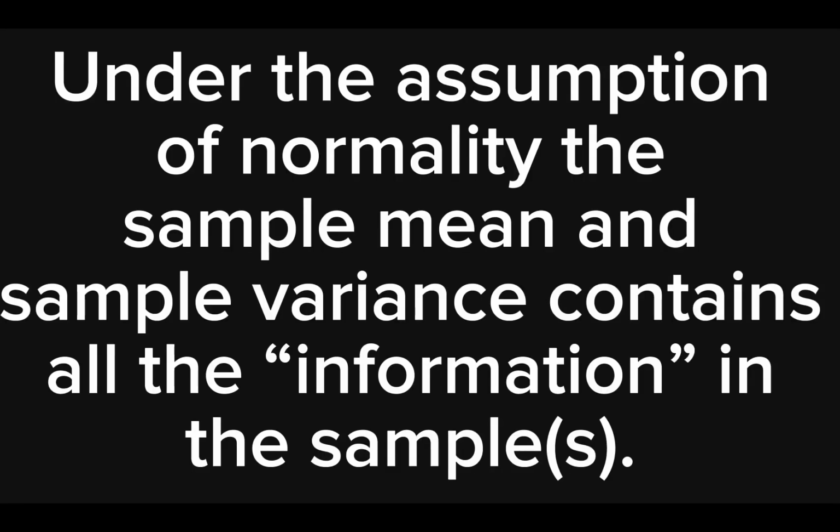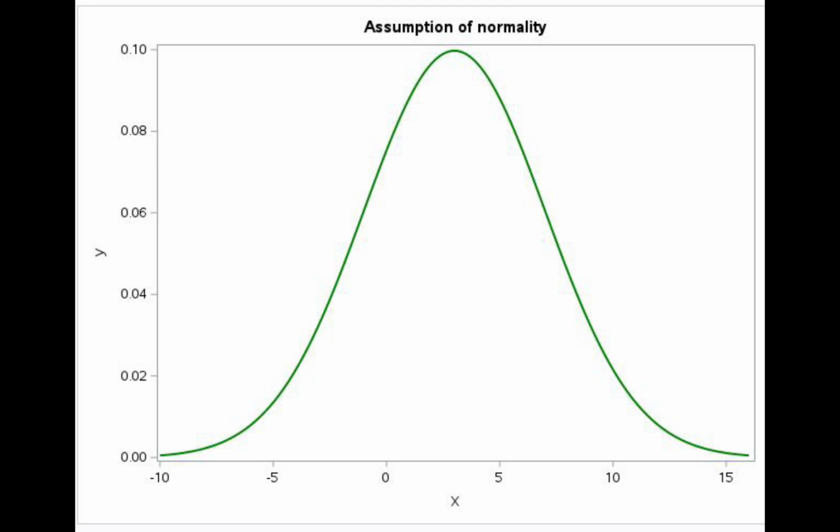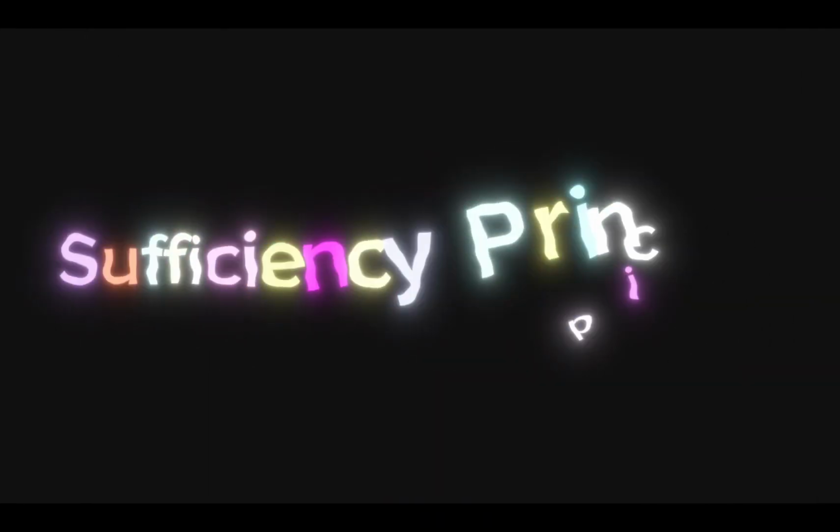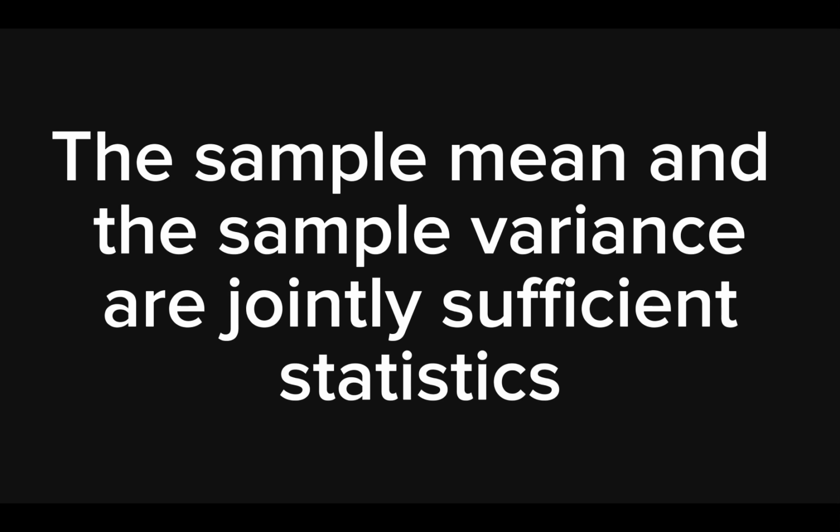If we are dealing with normally distributed populations, then the sample mean and the sample variance contain all the information from the populations. And statisticians have a term for this concept. It is called the sufficiency principle. And in the language of statistics, statisticians say that under the assumption of normality, the sample mean and the sample variance are jointly sufficient statistics.